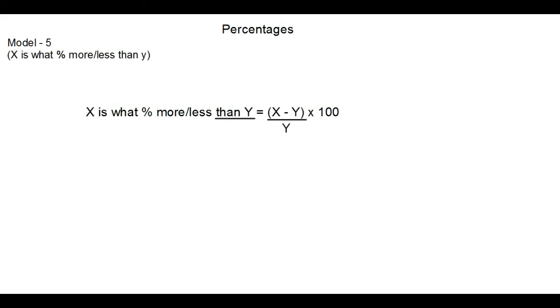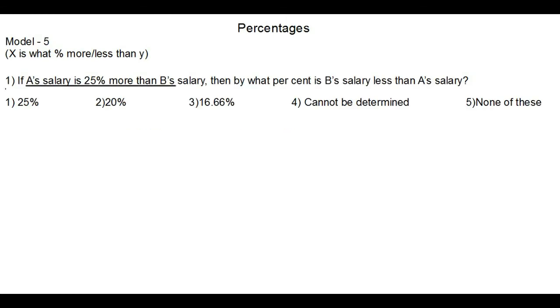Similarly, whatever is followed by "than" goes in the denominator here. Let us now take the first example from Model 5. If A's salary is 25% more than B's salary, then by what percent is B's salary less than A's salary? Now this is a very popular question, especially in bank exams. So how do we solve it?